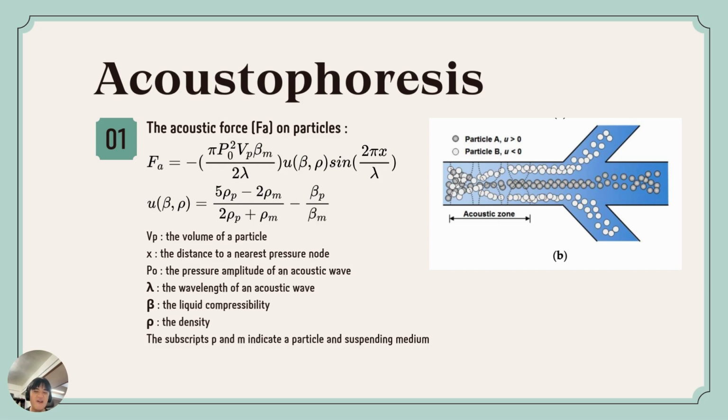Then, the direction of particle motion can be explained based on the sign of the U factor defined in the second equation. If U is positive, the particles move toward the pressure nodes. On the contrary, if U is less than zero, they show migration to the pressure antinodes. So in this way, we can separate different particles by AP.